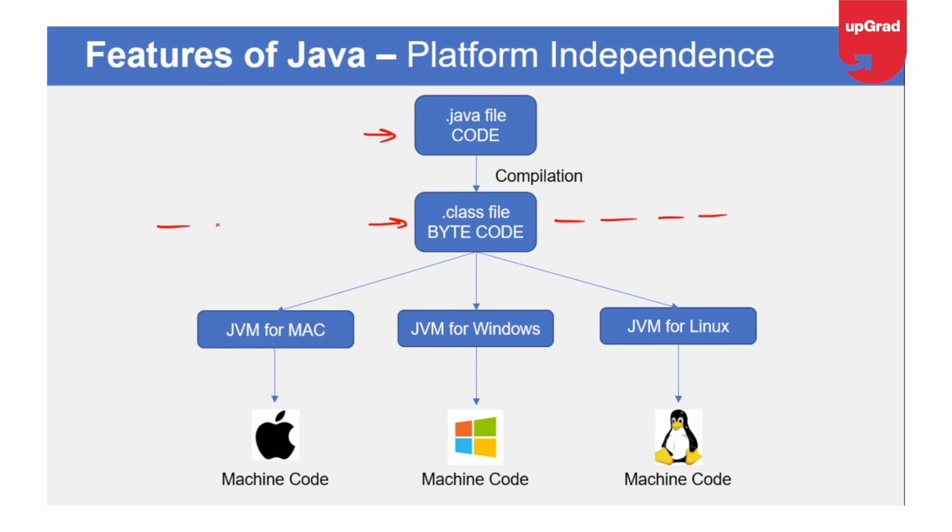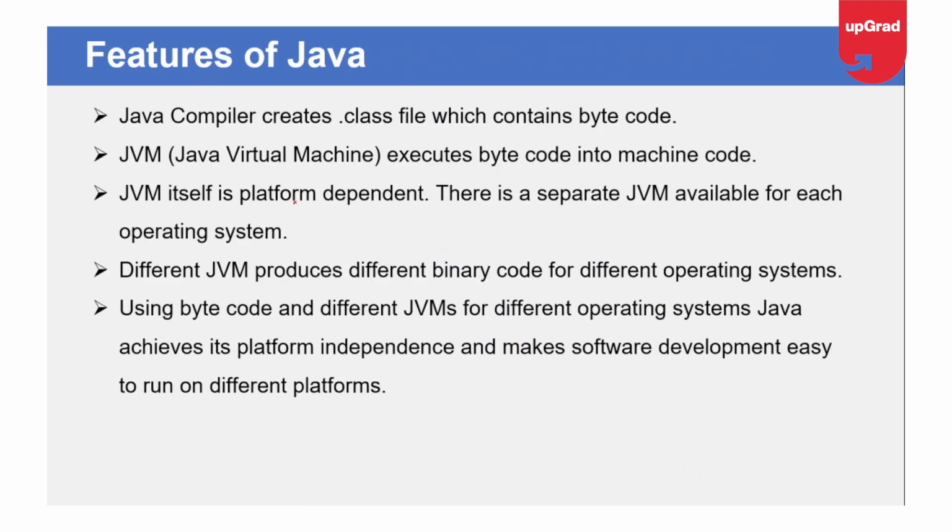Now, once we have this additional layer of bytecode, we can take this bytecode to any of the operating systems, and using the JVM for that operating system, we can run this bytecode on any operating system. For example, we can take this bytecode to Mac. The JVM of Mac will help us run it on Mac. The JVM for Windows will help it run on Windows, and the JVM for Linux will help it run on Linux.